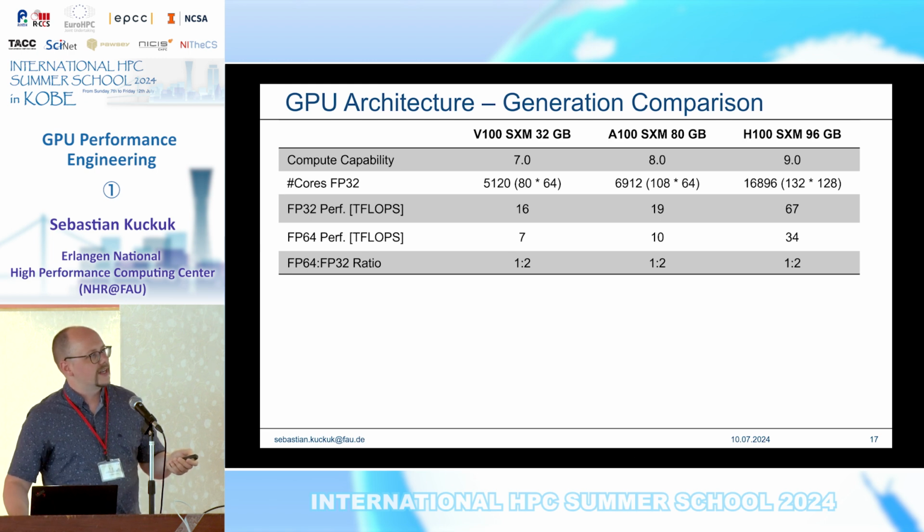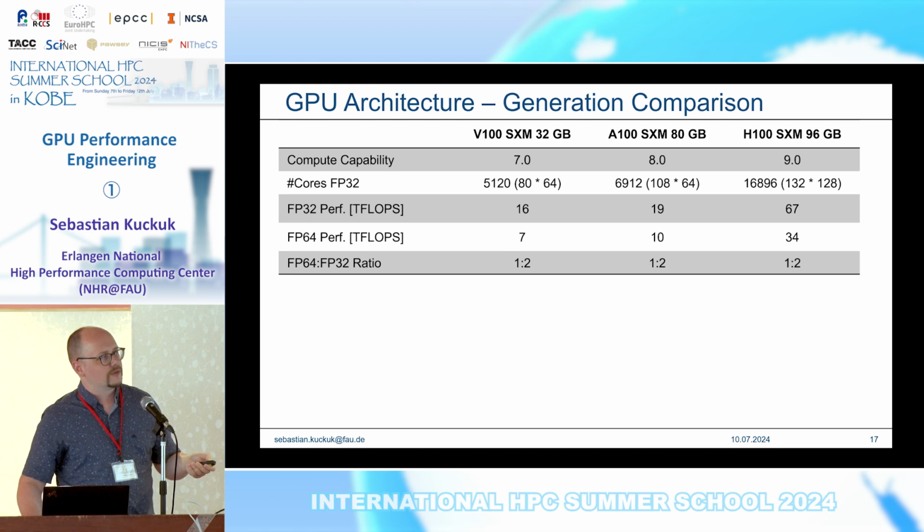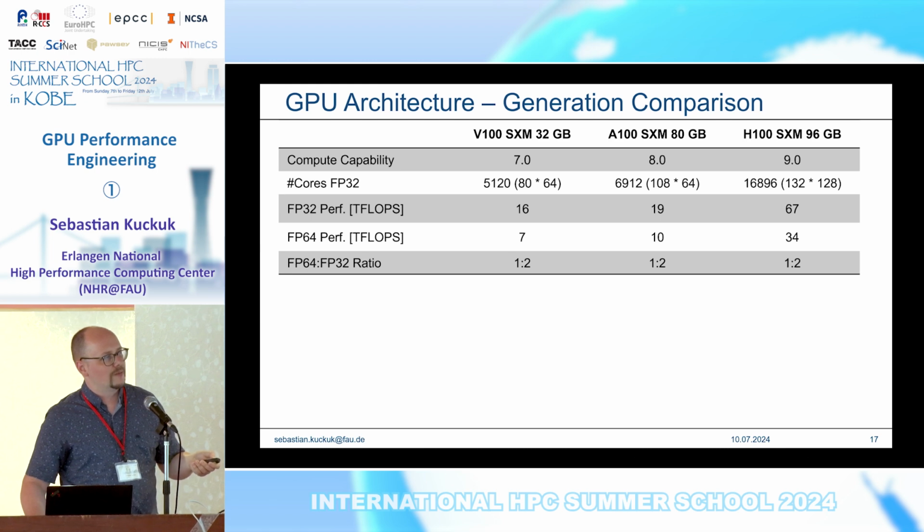We will see that the number of FP32 cores grows rapidly. So not so much from Volta to Ampere, but substantially to H100. The number of SMs, not so much. So this would be 80 to 108 to 132. But the teraflops, of course, grow more or less alongside the number of cores. So with the V100, we get 16 teraflops, which is still pretty good, up to almost 70 with the H100.